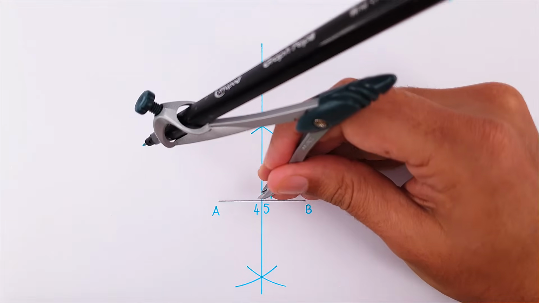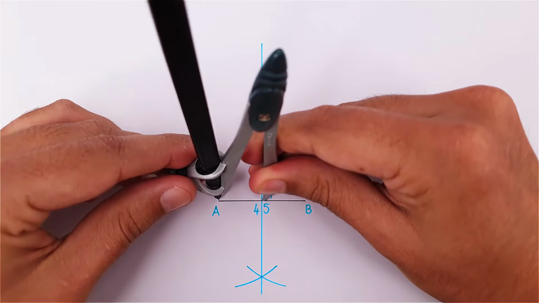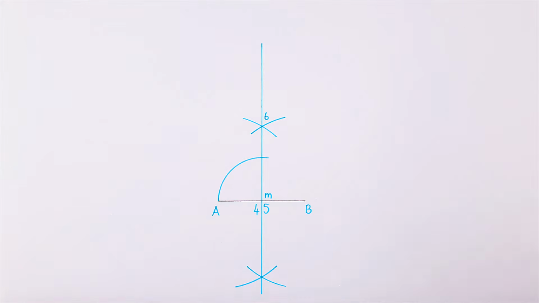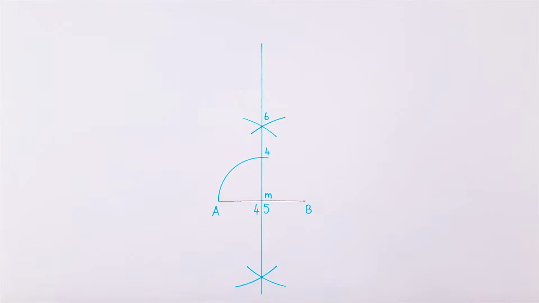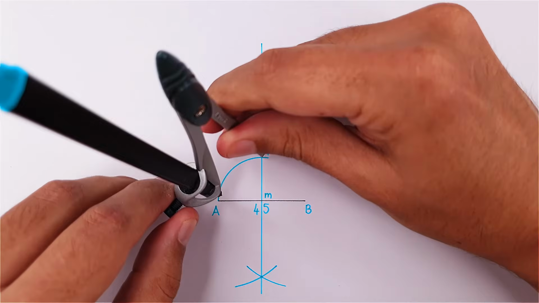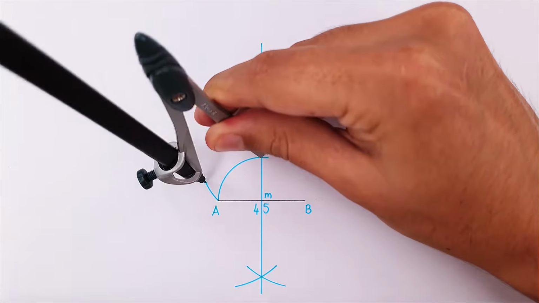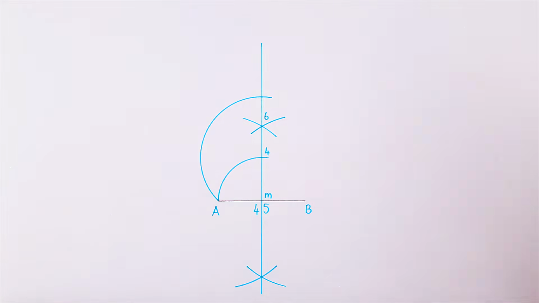Place your compass on the midpoint of AB and adjust it to point A. From A, draw an arc to cut the perpendicular bisector. Label this point as 4. Now place your compass on point 4 and adjust it to point A. From A, draw another arc to cut the perpendicular bisector. Label this point as 8.